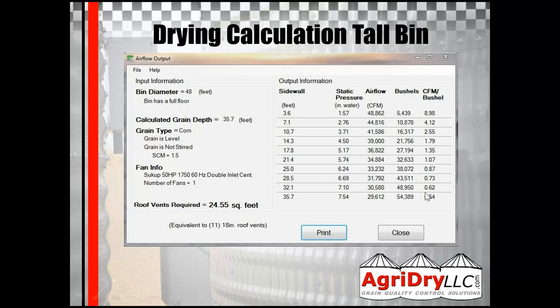Can you change the moisture of the grain? Probably, but like I said before, if the bin was completely full, now your CFM is cut in half, down to almost a half a CFM per bushel. It's going to take you twice as long. All right, so this is a good chart that we display to a lot of customers just to show them what their bin specs are and what their capabilities are for static pressure and airflow at different grain heights.